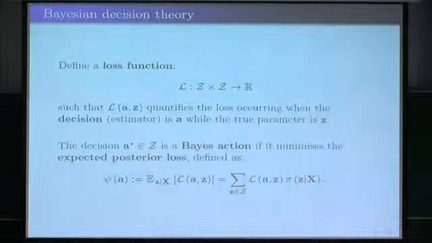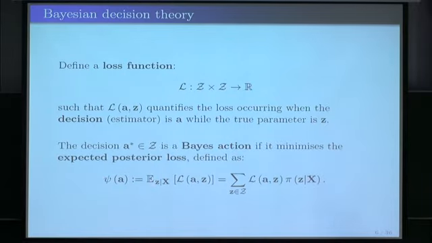The decision A star is a Bayes action if it minimizes the expected posterior loss. So psi of A is defined to be the expected loss of A and Z, where Z is from the posterior distribution. We can write that as a sum over all possible partitions Z of the loss times the posterior of Z given the data X.